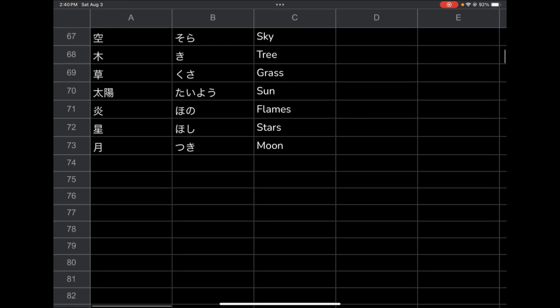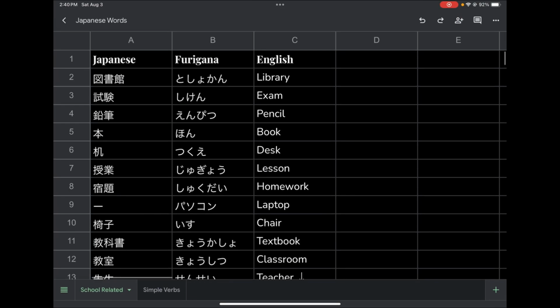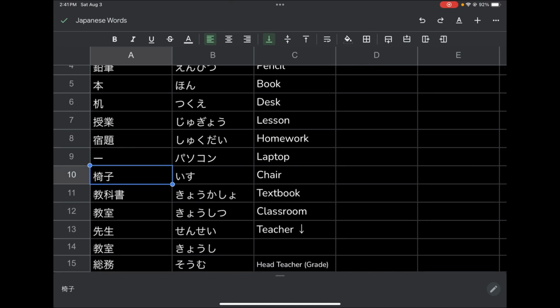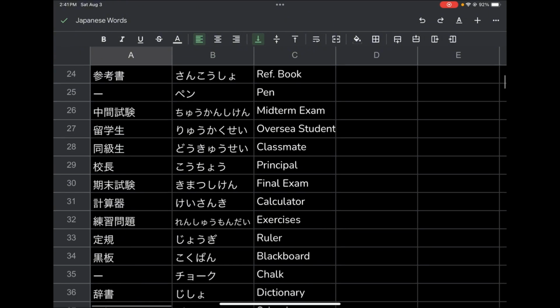School-related vocabulary. There's like 73 words that I put in, 72 actually. But you get the idea. This one is toshokan, shiken, enpitsu, hon, tsukue, jugyo, shukudai, isu, kyokasho, kyoshitsu, sensei, so on and so forth.